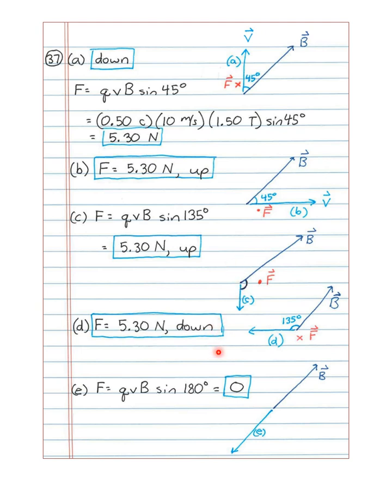Part D, it's moving to the west. There I've drawn the picture. I apply the right-hand rule. The force is going into the page, which is down. Once again, it's 5.30 newtons. And finally, to the southwest, you can see by the picture the magnetic field and velocity are anti-parallel to each other. There's a 180-degree angle. The sine of that is 0, so the force is 0.